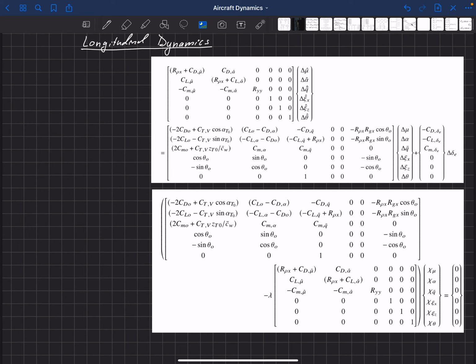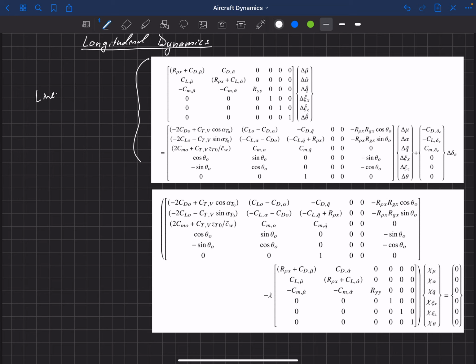Okay, we're finally ready to look at the longitudinal dynamics of an aircraft. Just as a quick review, we developed these equations here. This top set of equations is the linearized longitudinal equations of motion. We developed those in the previous video, so hopefully you understand where this set of equations comes from. Now, notice that we can rearrange this equation.